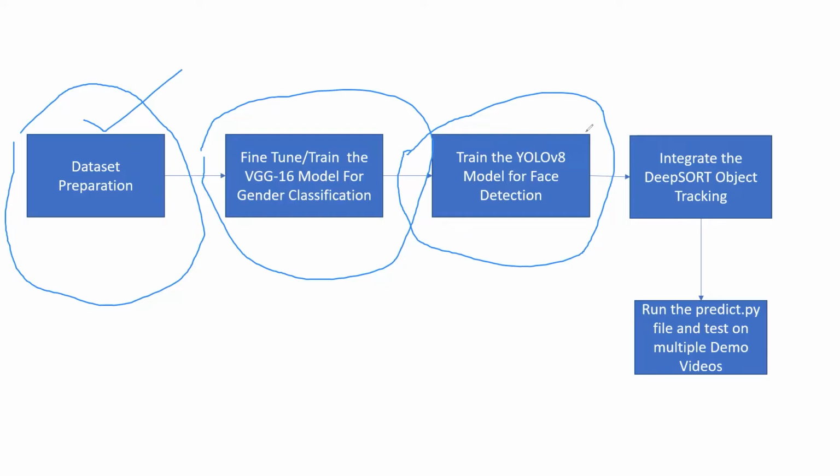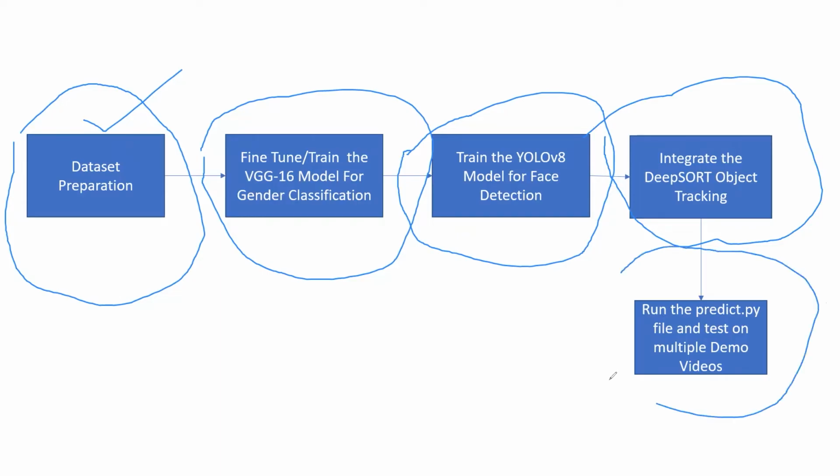Then we will integrate the DeepSORT object tracking. Using DeepSORT, we will assign each person or detected face a unique ID, like 156. And in the last step, I will run the predict.py file, test my script on multiple videos, and show you how the results look. So let's go towards the coding part, explore what we can do here, and discuss the code in detail as well. So let's get started.